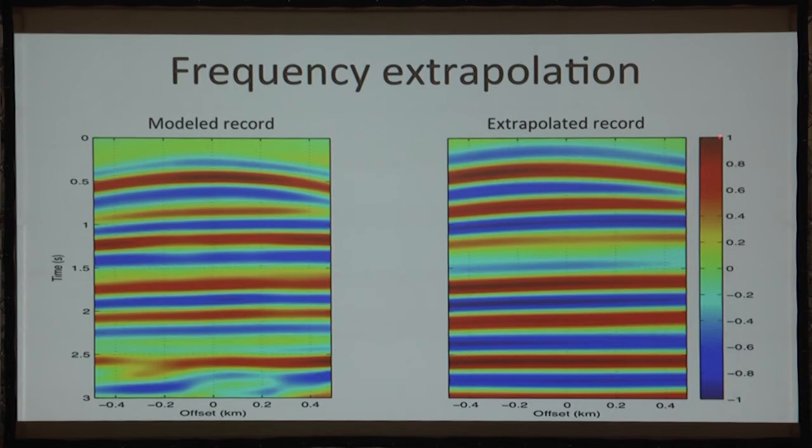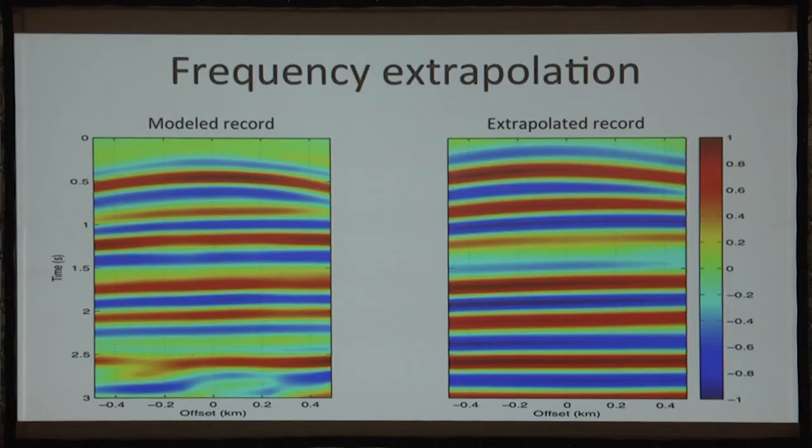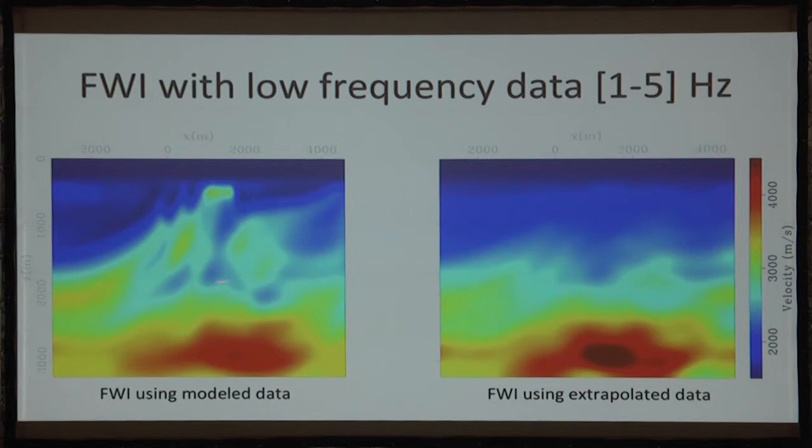You can see the amplitude balancing is quite different for these two, but the phase information is quite reliable with the extrapolated record. So we use this extrapolated record to run full waveform inversion. At low frequencies, the one on the left is using the modeled data, and the one on the right is using the extrapolated data. You can see we do have more detailed information using the modeled data, not as much in the extrapolated data, and amplitudes are not the same, but the low wavenumber structure of this model has been recovered quite well using the extrapolated data.